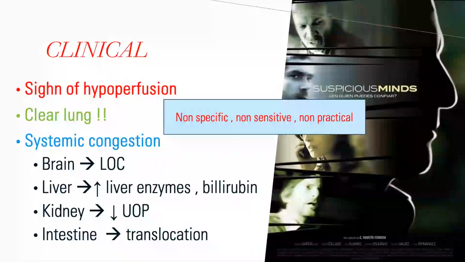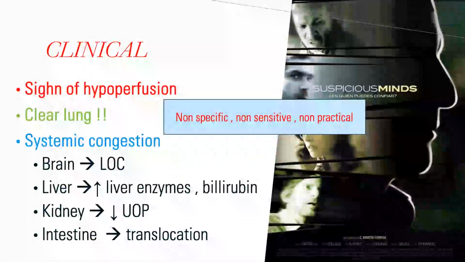Diagnosis. Actually, the diagnosis may be clinical, laboratory, by catheter, or by echocardiography. I will start first of all with clinical, and I will use the movie title Suspicious Mind, because RV diagnosis needs a suspicious mind. We should think about it clinically when there are signs of hypoperfusion plus clear lungs and systemic congestion.